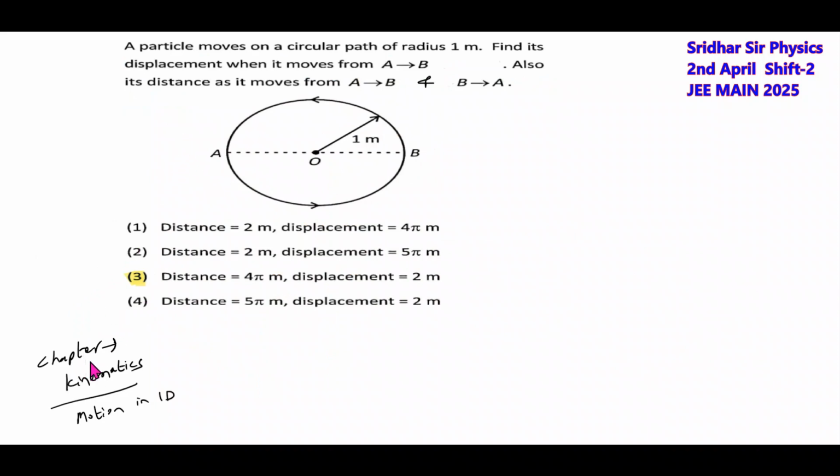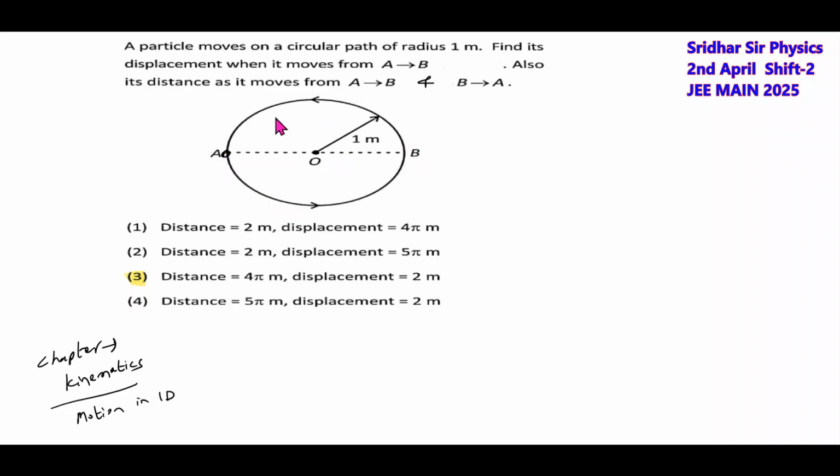We have a question from the kinematics chapter, and the topic is motion in one dimension. It is asking about the distance and displacement. The particle starts at point A. It will move A to B, then B to A, then it moves from A to B. What is the displacement? Displacement will be only 2 meters, the shortest distance measured between initial and final points.